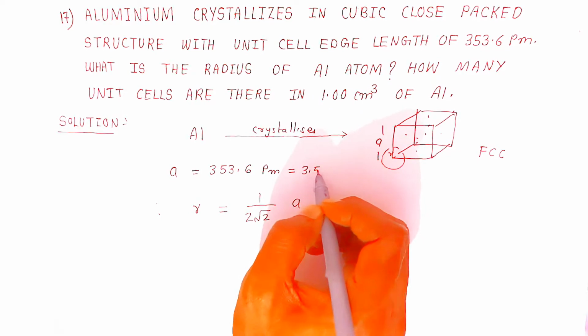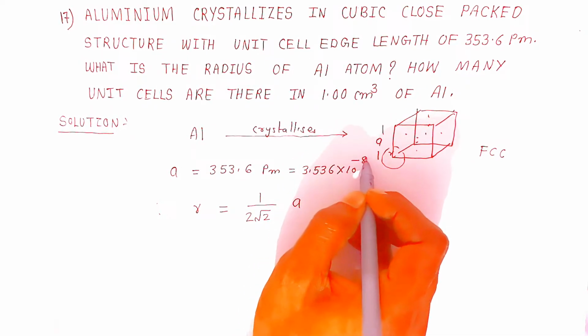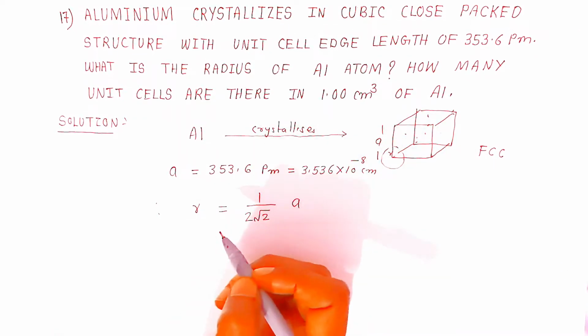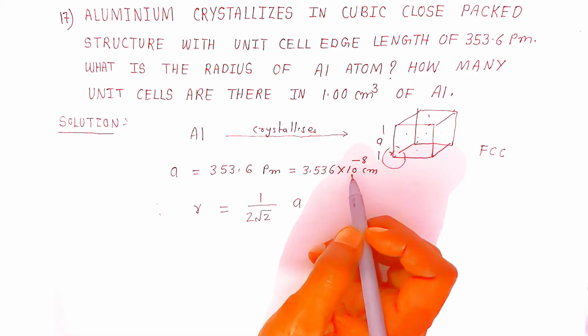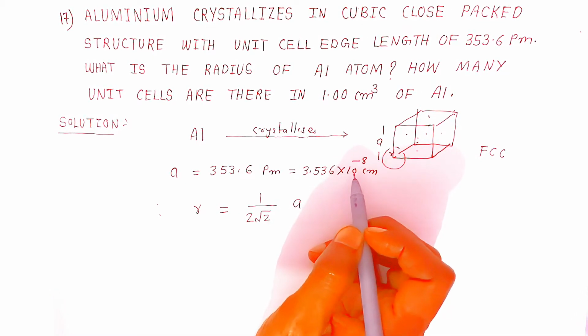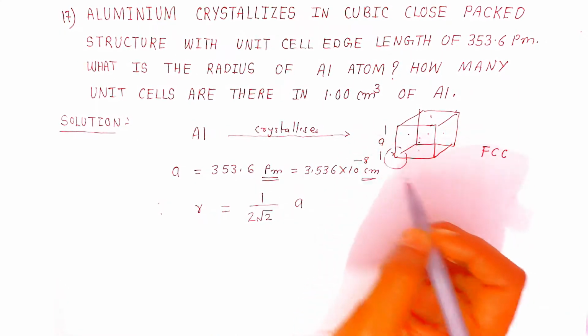So it is 3.536 into 10 raised to minus 8 centimeter. Now we have converted into centimeter. Understanding? Whenever it is given in picometer students, we have to multiply with 10 raised to minus 10. So this picometer is converted into centimeter. Understanding students? Now what is the radius?